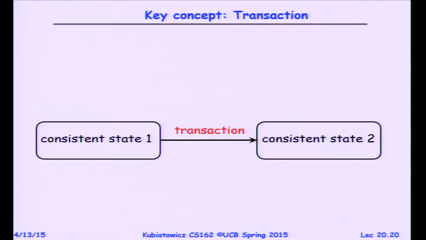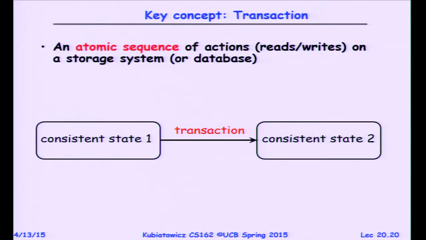And so the idea here is an atomic sequence of actions that take us from consistent state number 1 to consistent state number 2. When you talk about transactions, there's always a notion of the state of the system.